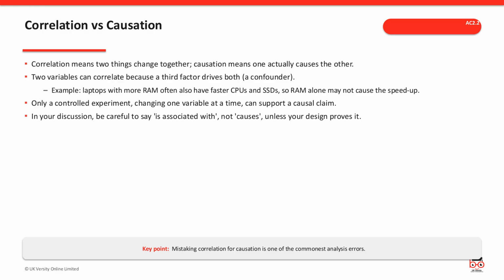This deserves spelling out, because it's one of the commonest analysis errors. Correlation means two things move together. Causation means one actually brings the other about, and two variables can correlate simply because a third factor drives both. Laptops with more RAM often have faster CPUs and SSDs too, so RAM alone may not be the cause of the speed up. Only a controlled experiment, changing one variable at a time, can support a causal claim. So in your discussion, say "is associated with" rather than "causes", unless your design really proves it.